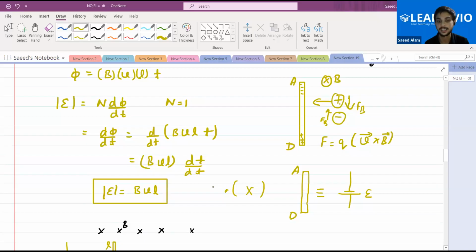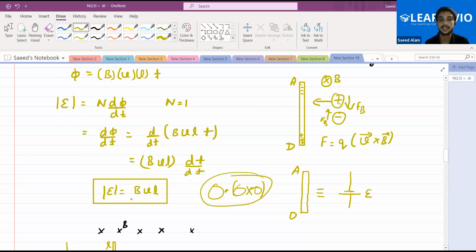Let us take it as a homework. Take B, V, L in such a way that one should be kept here, one here, and one here, so that ultimately you get the EMF to be the correct version, as you are getting it by solving this complete analysis. Okay, sir. Understood?